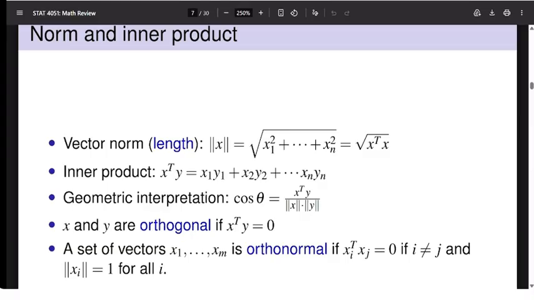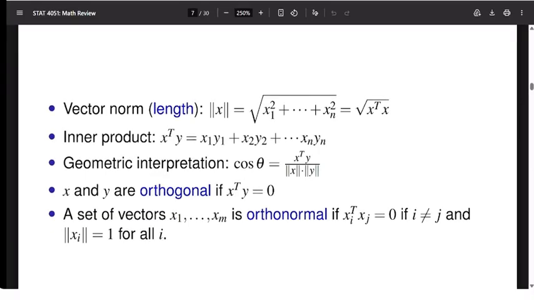Now, the next is the inner product. When we're talking about the inner product, I have two different vectors, and I find the transpose of one, then I multiply by the other.